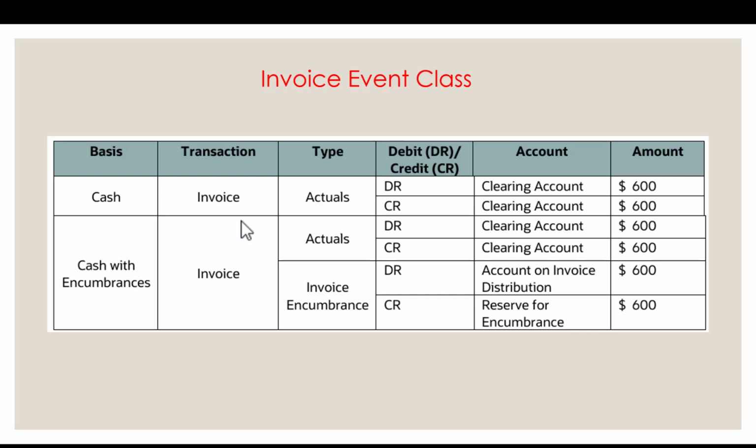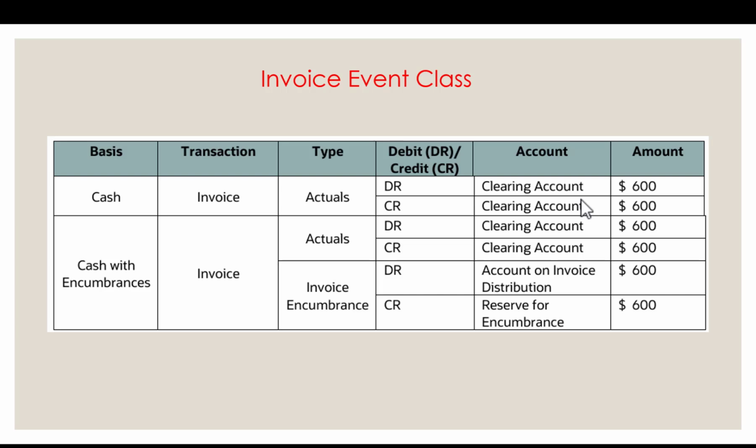As you see in these tables showing an illustration of the accounting entries for the invoice, actuals, clearing, because we said either no impact or assign the same account. For the invoice cash with encumbrance, the same clearing, but invoice encumbrance will be accounted on the invoice distributions, debit and reserve for encumbrance credit. For an invoice to not have a financial impact, an account rule can be created that uses the same clearing account for both debit and credit, as you see here.